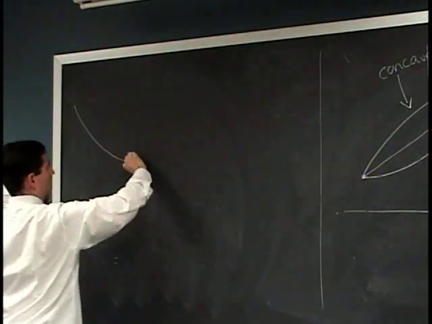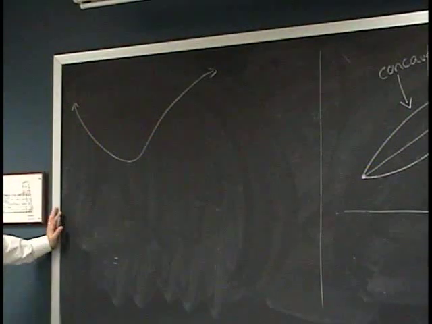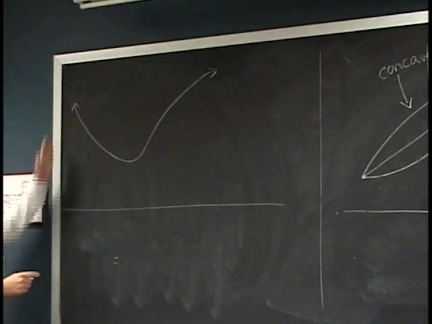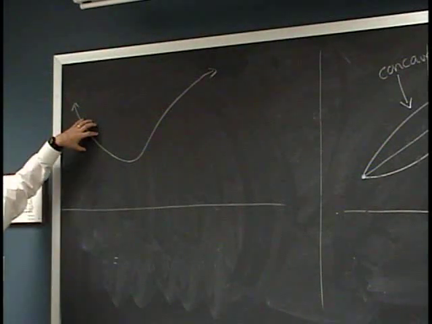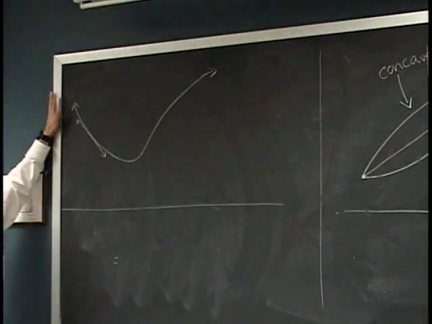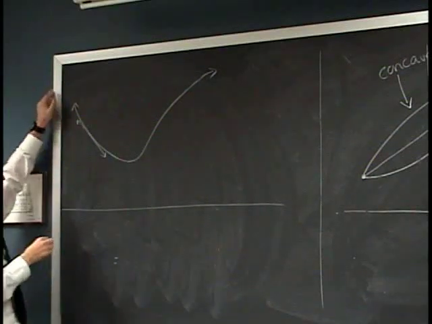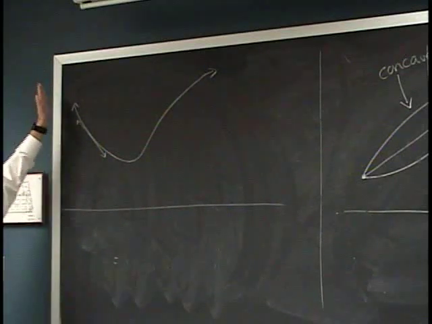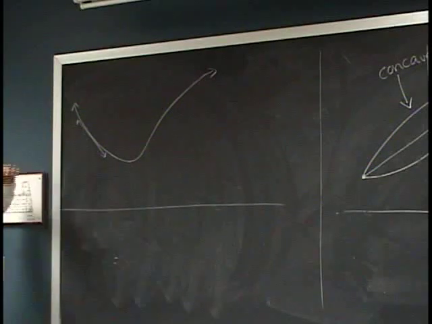I'm decreasing, and now I'm increasing. So here's a case where, well, it's a decreasing function, so we know that the derivative is negative. Or to put it another way, the slopes of those tangent lines are negative. We also can say something about the second derivative. What's the second derivative here? It's concave up, so the second derivative is positive. The first derivative is negative, but the second derivative is positive.